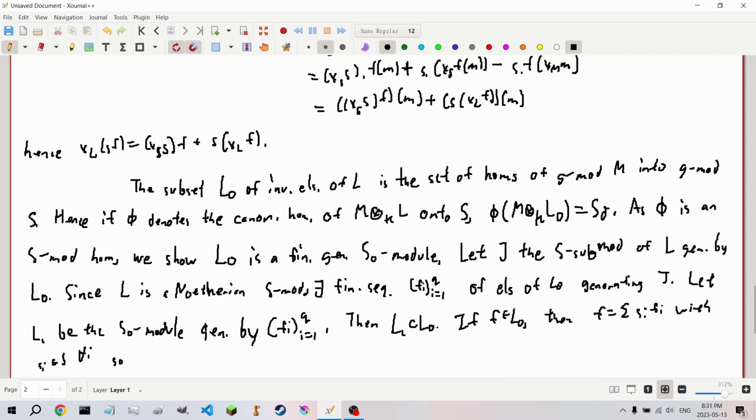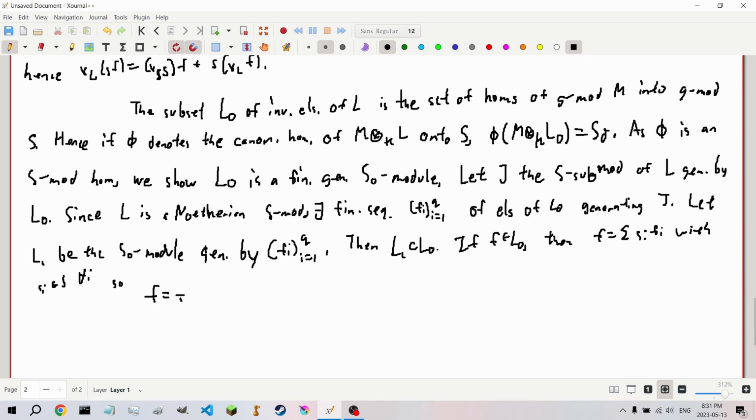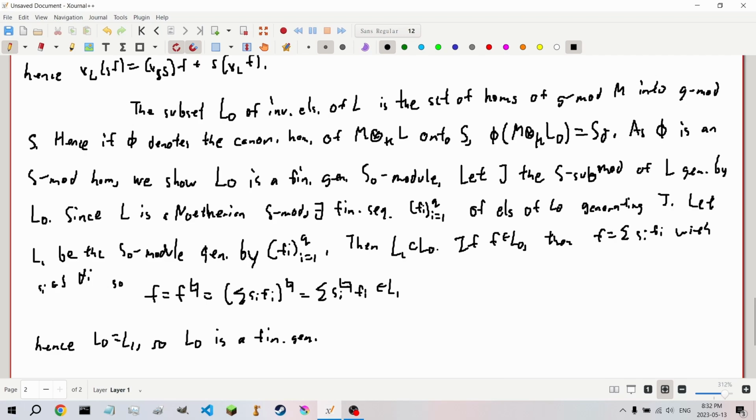So, and hence F is its own image in S naught, F natural, which is the sum of Si Fi natural, which is the sum of Si natural Fi inside L1, hence L0 is L1, so L0 is a finitely generated S0 module.